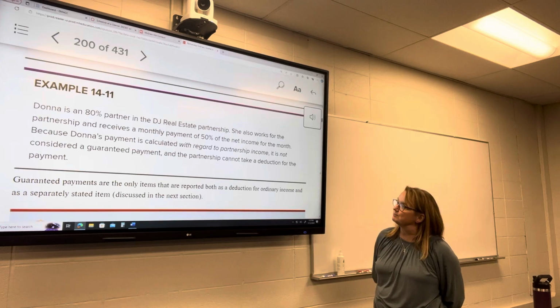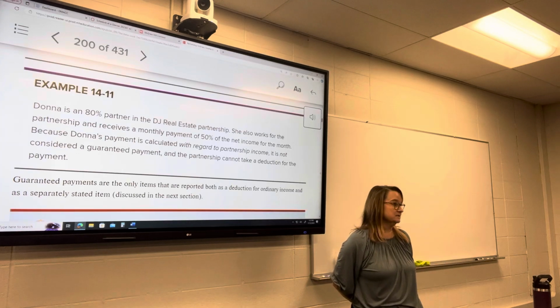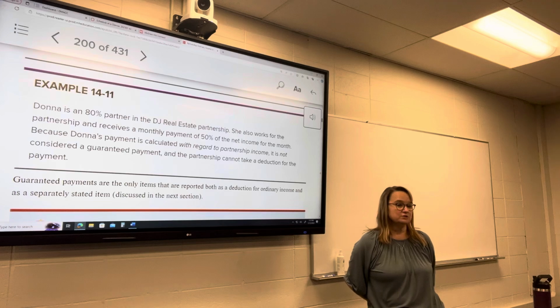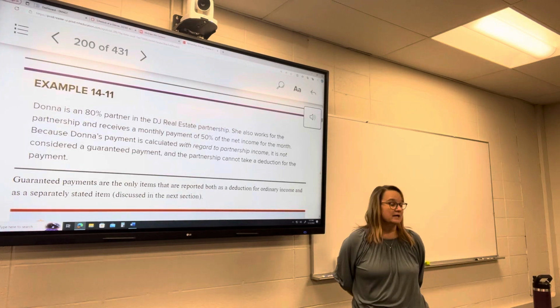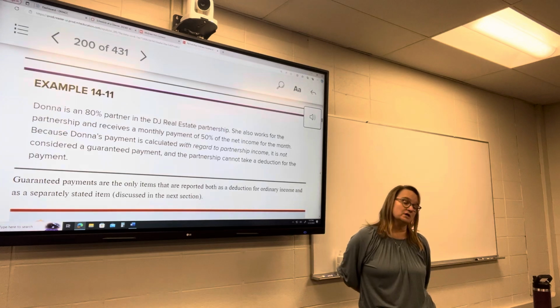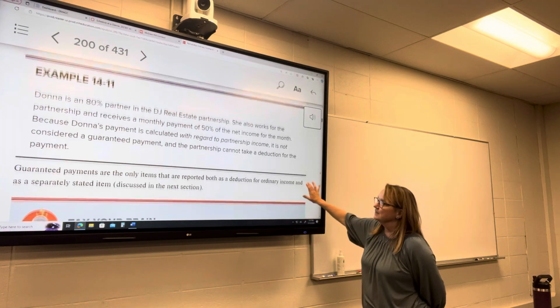She works for the partnership and receives a monthly payment of 50% of the net income. This is not a guaranteed payment because it is dependent upon the income. She's going to get 50%. That would be considered a distribution. It would be treated differently. We're going to talk about distributions in a future section here.